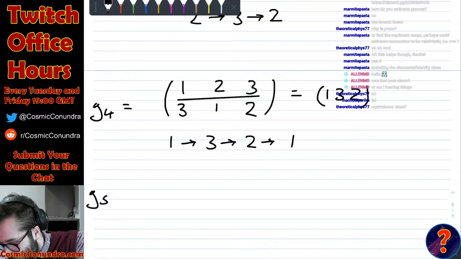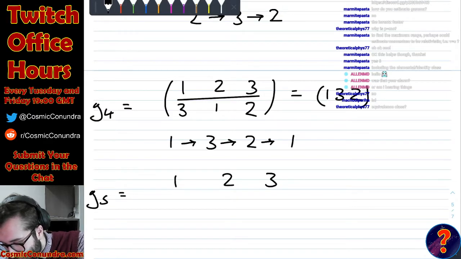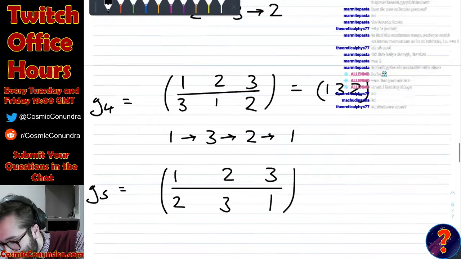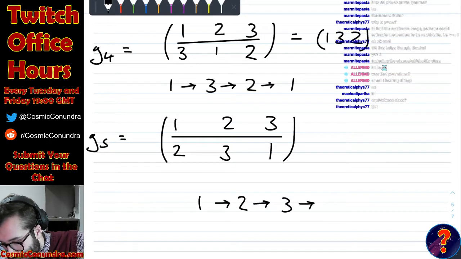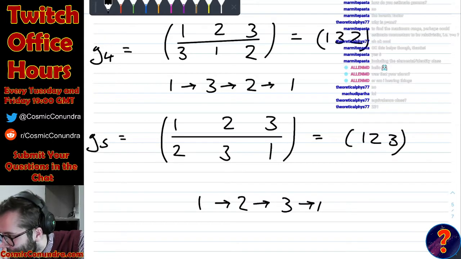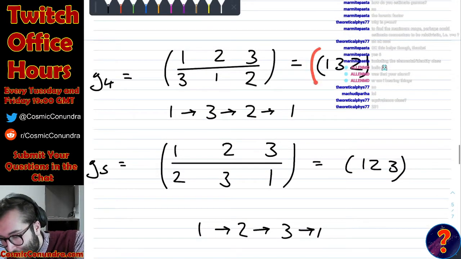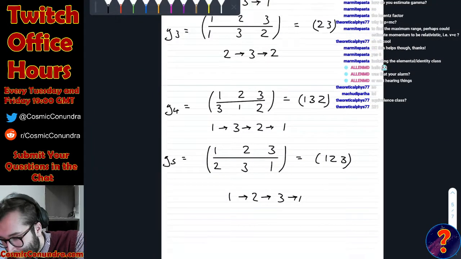And G5, the final permutation we could have: we start with 1, 2, 3, and then we can go to, well, what haven't we had? We could have 2, 3, 1, like that. Now we've taken 1 to 2, 2 to 3, and 3 to 1. So we write that as (1 2 3) in this cyclic notation. Yes, 2, 3, 1, exactly. Thank you. So these are our 6 elements.